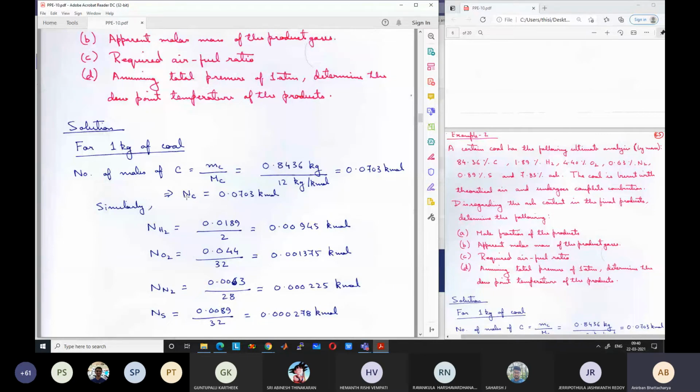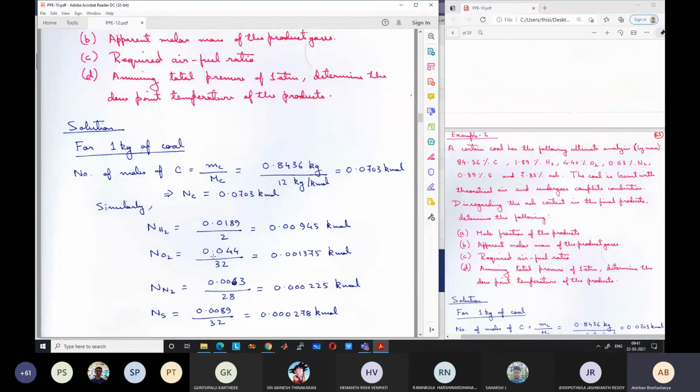This is denoted by the symbol capital N, capital N_C for carbon. Molar masses are denoted by capital M, and masses are denoted by small m. Molar masses have units of grams per mole or kilograms per kilomole. Similarly, for hydrogen, the mass of hydrogen is 0.0189 kg, 1.89 percent. So 0.0189 kg divided by the molar mass of hydrogen, which is 2 kg per kilomole, gives us in 1 kg of coal 0.00945 kilomole of hydrogen.